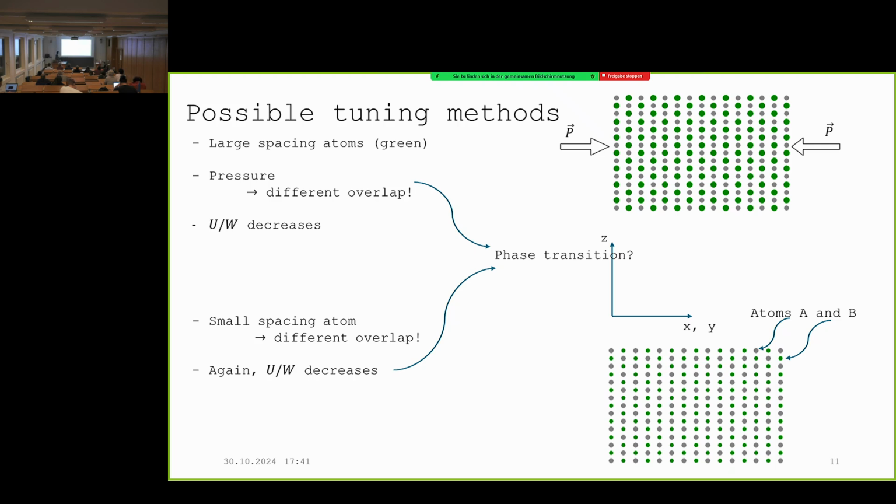So we see that the electron correlations decrease, U over W decreases, and maybe we'll see a phase transition when we apply this pressure on the material.